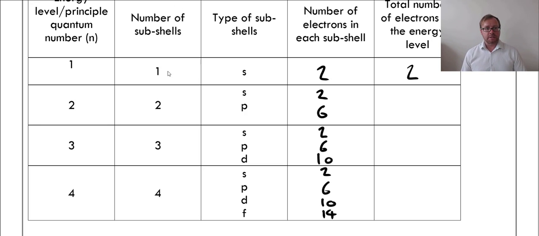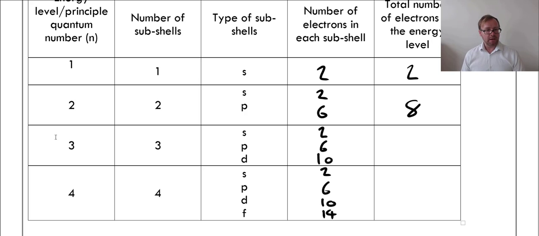So first one I did for you, the second line. On the second energy level we have 2 subshells. We have an S subshell and we have a P subshell. We know that an S subshell contains one s orbital, therefore it has 2 electrons in it. We know the P subshell contains 3 p orbitals, so it has 6 electrons in it. So the total number of electrons on the energy level equals 8.